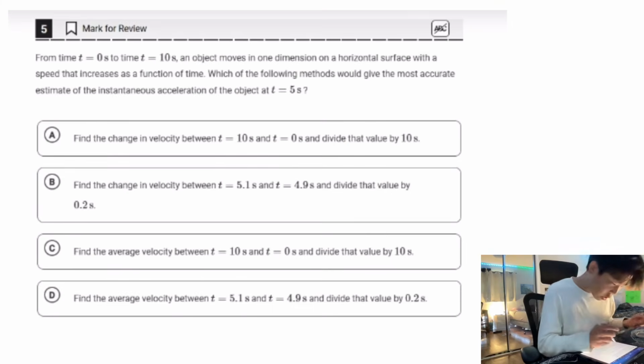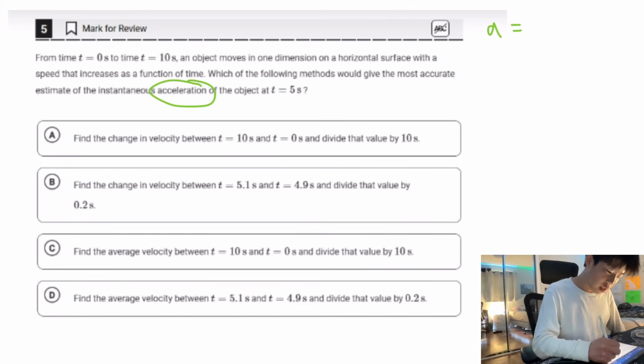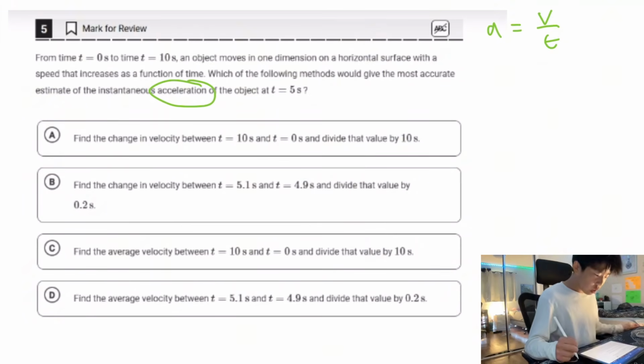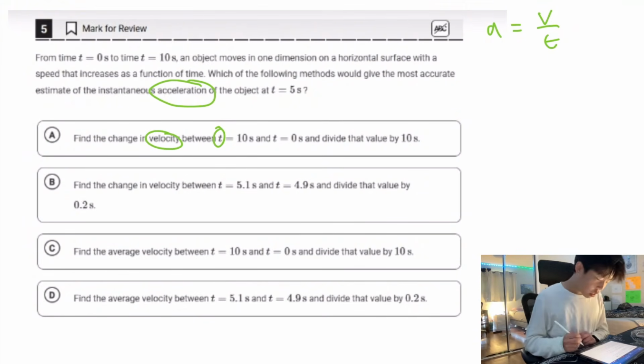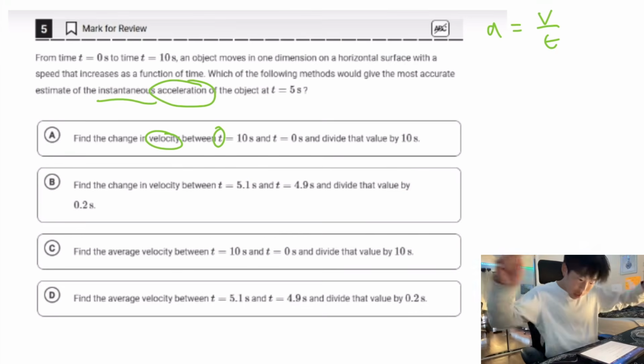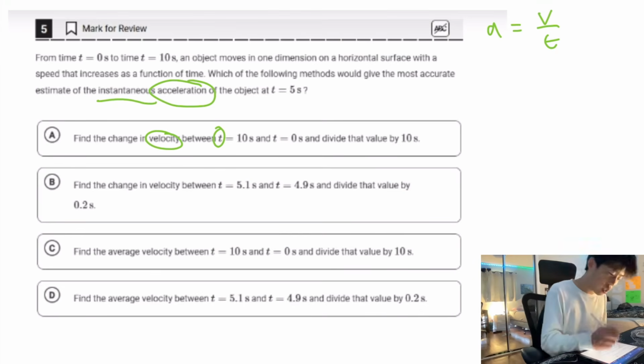It's just asking for what gives us the acceleration. So what is acceleration again? V over t. Number 1 gives us v and t, so this one looks promising. But then it's asking for instantaneous. So if you take the entire graph, it's just going to give the average, not the instantaneous, right? So this one, wrong.